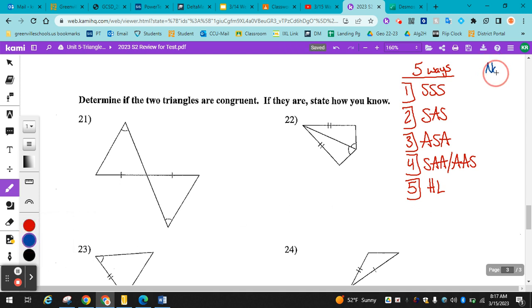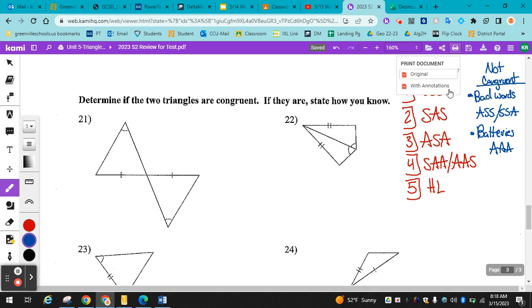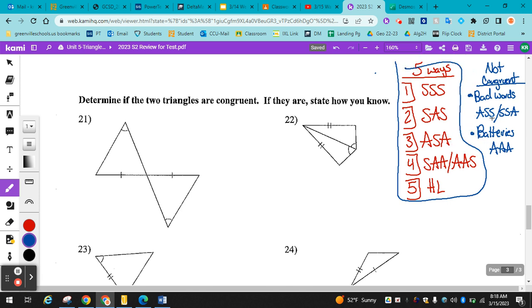Remember, not proving congruent are your bad words and your batteries. Bad words. You know what bad word I'm talking about. Or bad words spelled backwards, because we're all dyslexic a little bit, I'd like to think. So bad words spelled backwards, and then batteries would be your angle, angle, angle. So these do not prove congruent. These prove congruent. So these are our answers. If we get ASS or SSA or AAA, then they are not congruent.